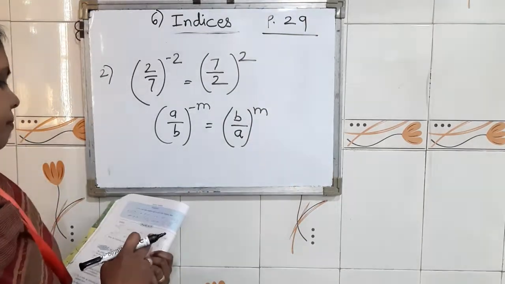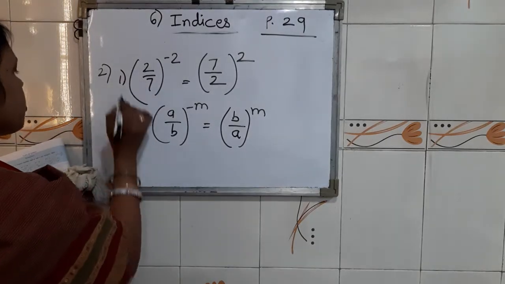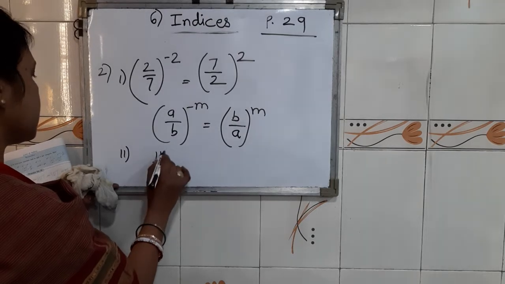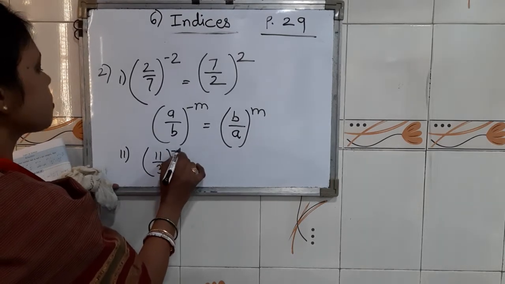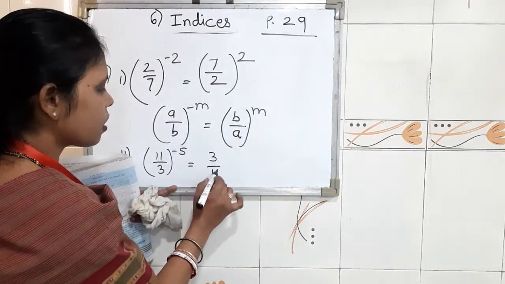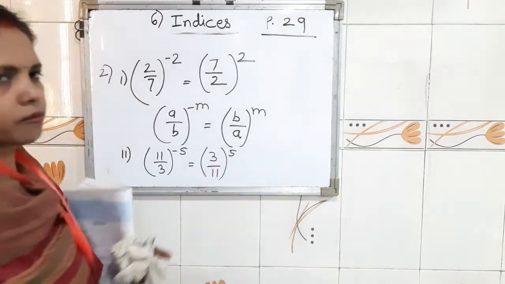Now next question, 11 upon 3, this one is the first one. Second one, 11 upon 3 raised to minus 5. Then what you will write is 3 upon 11, and minus 5 will convert into plus.